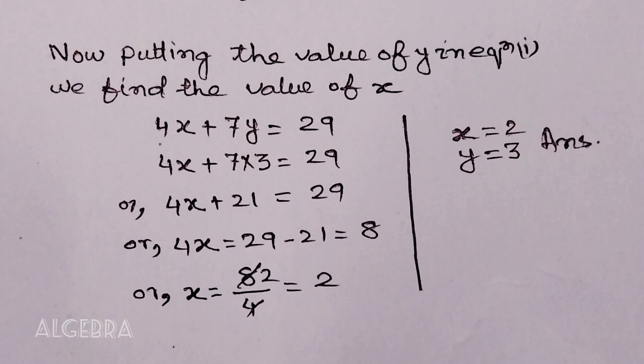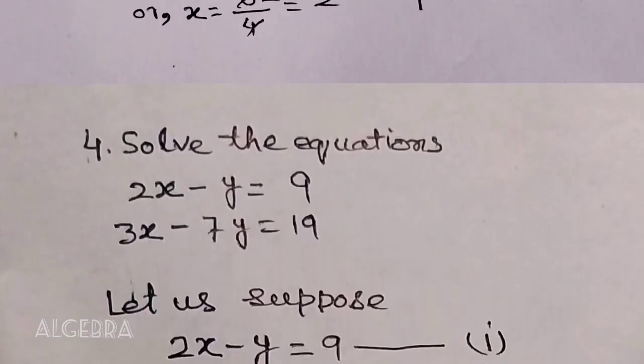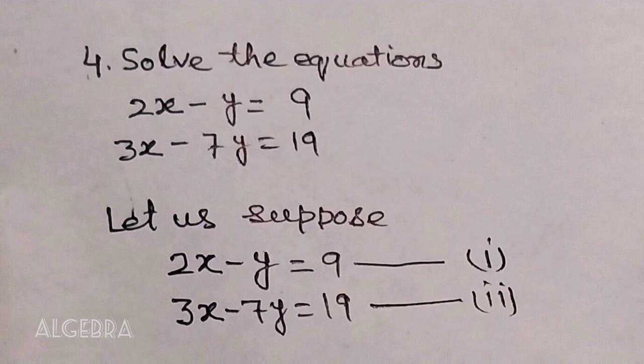Or 4x plus 21 is equal to 29. Or 4x is equal to 29 minus 21 is equal to 8. Or x is equal to 8 by 4 is equal to 2. So x is equal to 2 and y is equal to 3. Answer. 4. Solve the equations 2x minus y is equal to 9 and 3x minus 7y is equal to 19.